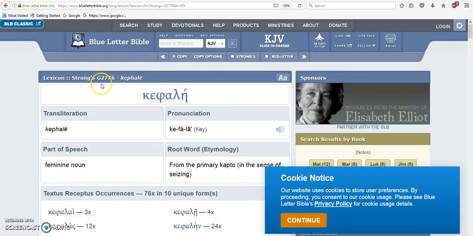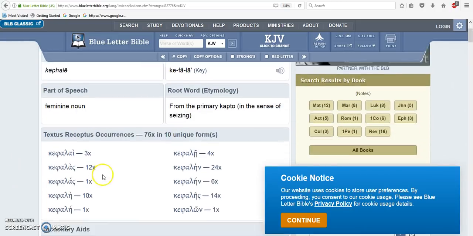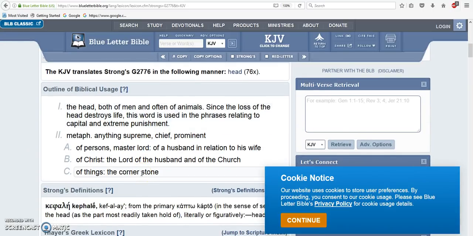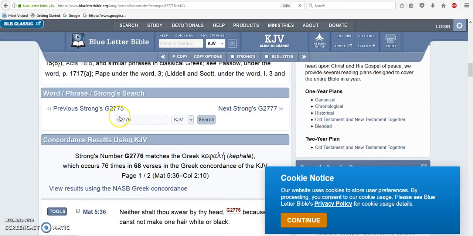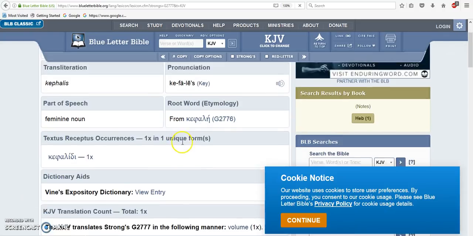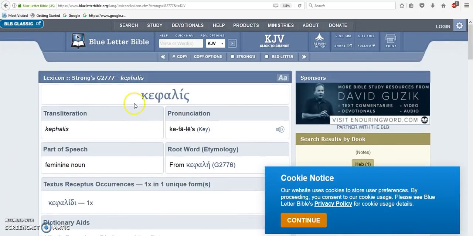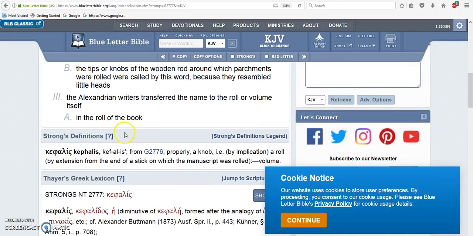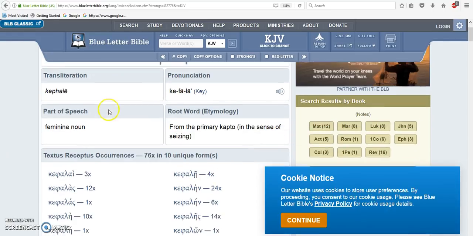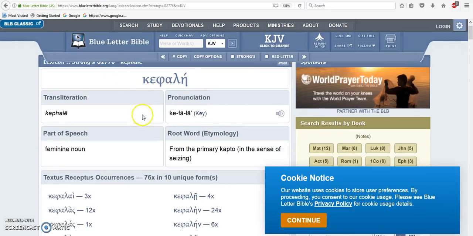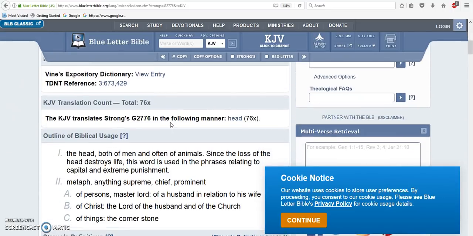And so I thought that was interesting because the word head in the Greek starts out with Strong's number 2776. This is the word head. And then the next Strong's number is 2777, which means little head or the roll of a book or the toe cap of a shoe. And so it starts out with Strong's number 776 or 2776, and this is the word that's used for the head of the corner that you see in Luke 20:17 and 1 Peter 2:7.